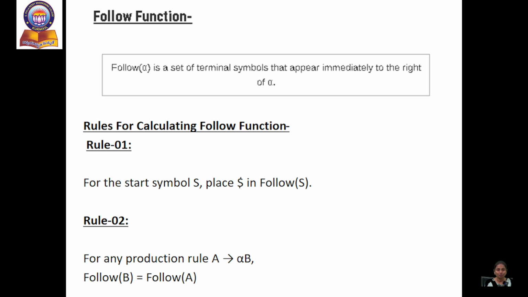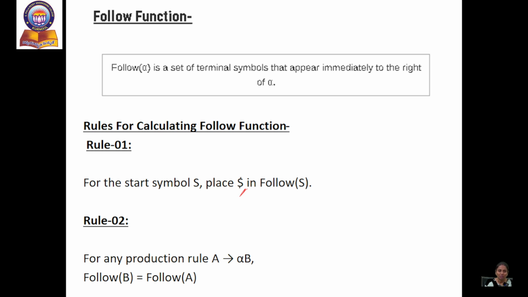For calculating follow functions also we have a few rules. I'll discuss those rules clearly. Coming to rule 1, for the start symbol, by default you have to consider the dollar. Whether the start symbol appears at the RHS or not, we have to consider the initial state or the start state of a given grammar, and we have to consider dollar along with the follow function. It can have any number of terminals, but dollar should also be available in that.